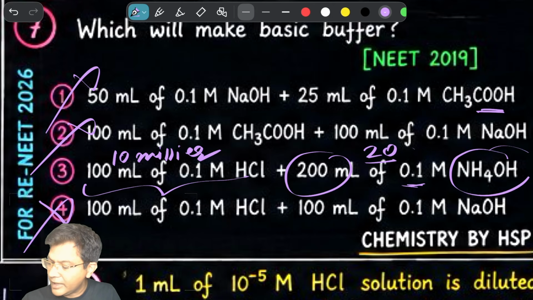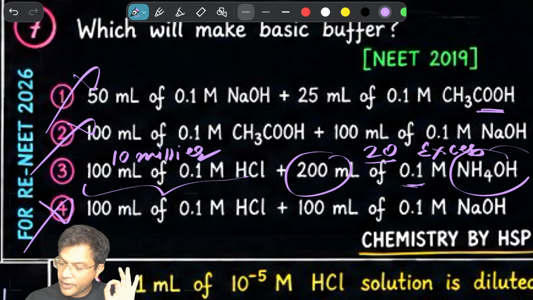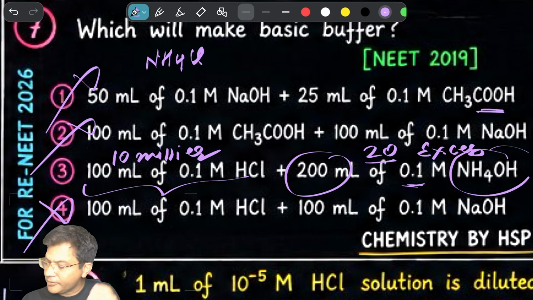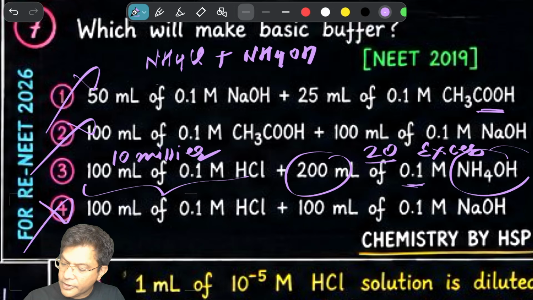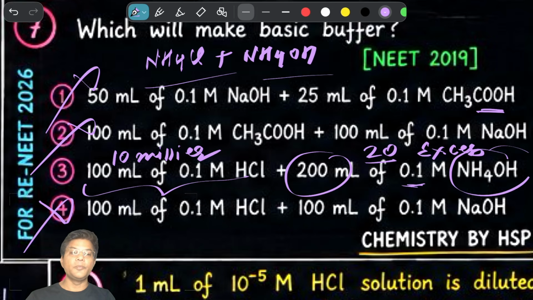So this is in excess. So what will be there? 10 milliequivalents of ammonium chloride, NH4Cl, will get formed, and 10 milliequivalents of ammonium hydroxide will be left. So definitely the concentration of salt and the concentration of base will become equal. So pOH will be equal to pKb.